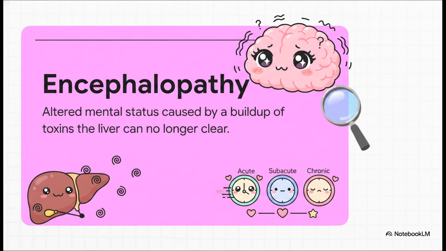And our third and final vital clue is encephalopathy. This is an altered mental status. It happens because the liver can no longer filter out toxins, so they build up and essentially poison the brain. Remember, this specific clue, when it appears, is the primary marker we use against our acuity timeline to determine if the failure is acute, subacute, or chronic. It's the key to the whole puzzle.